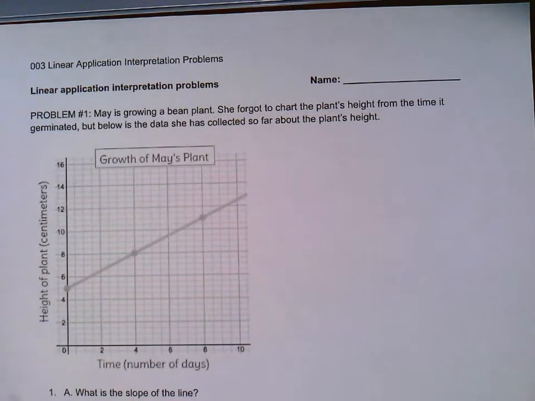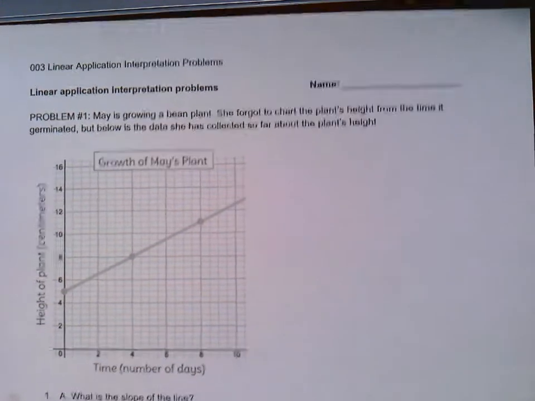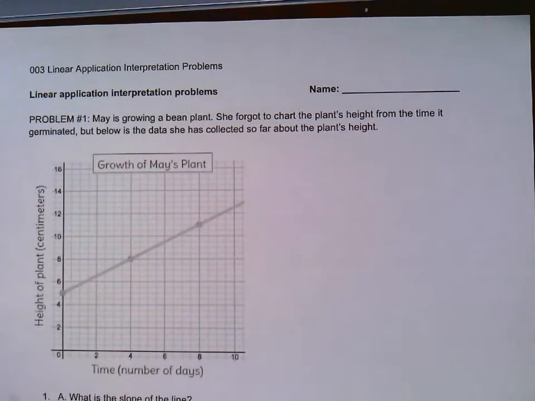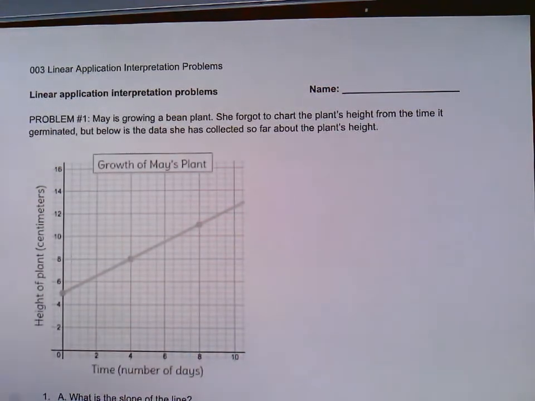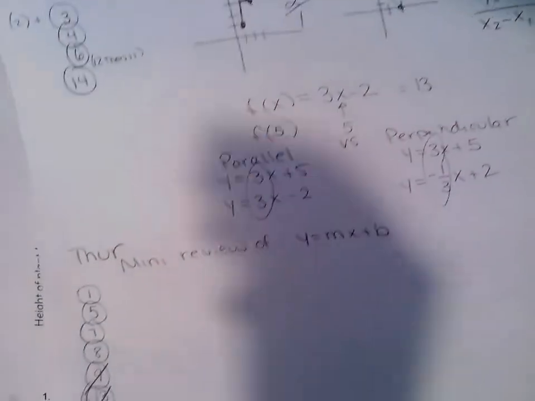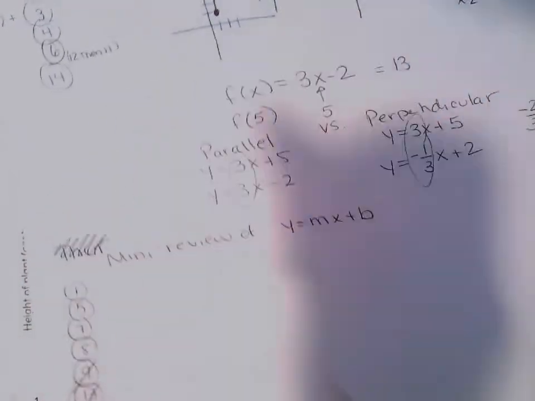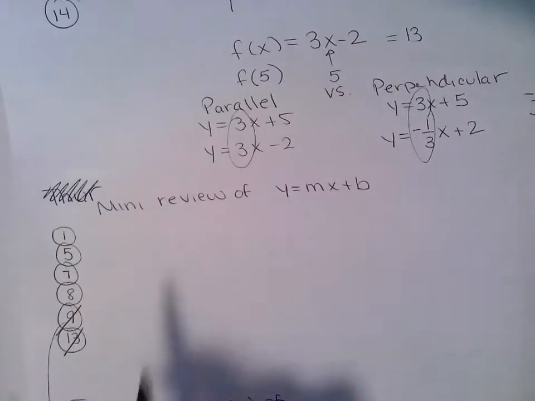Write an equation to fit this data. If I'm asking them to do this today, I think what I'm going to do is also review slope-intercept form as part of our warm-up. I'm glad I'm making this video because I realized that I probably should also do a review with them. I was going to save it for Thursday. I think I'm going to do it today. So a mini review of slope-intercept form.